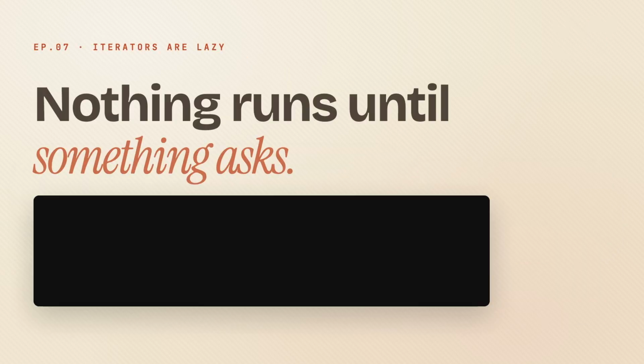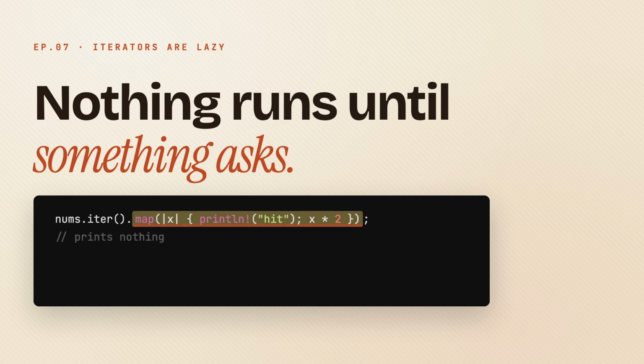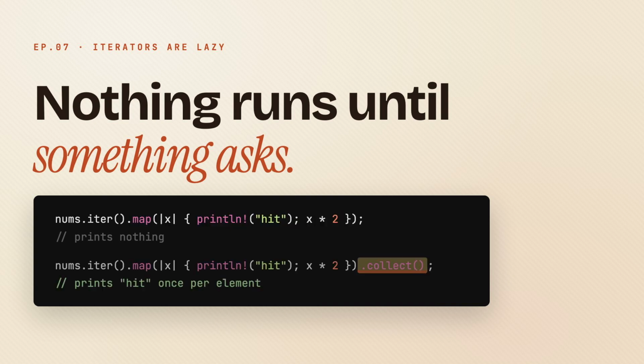This part actually confuses a lot of people. Iterators are lazy. Let's look at this map. On its own, it prints nothing, not one hit. The closure never even runs. But over here, add collect, and suddenly it starts running once per element. Collect is the thing that asks.